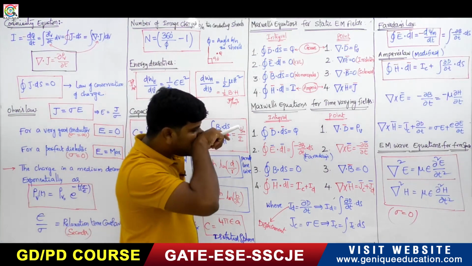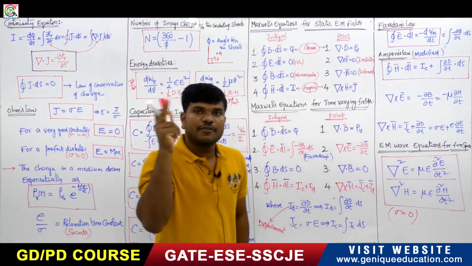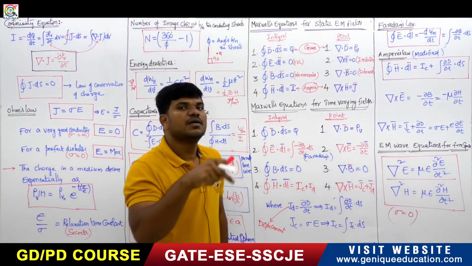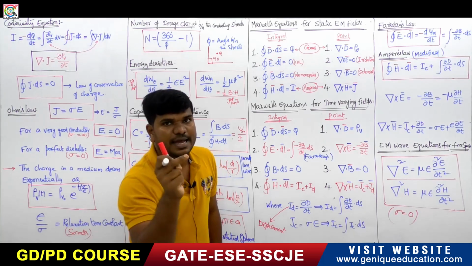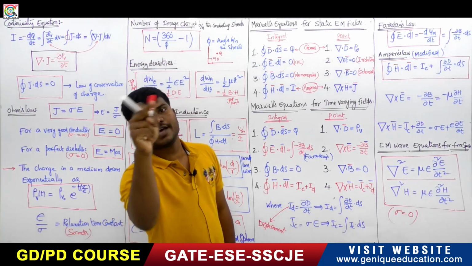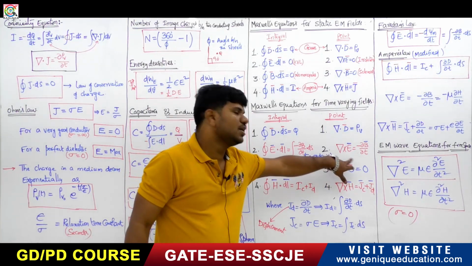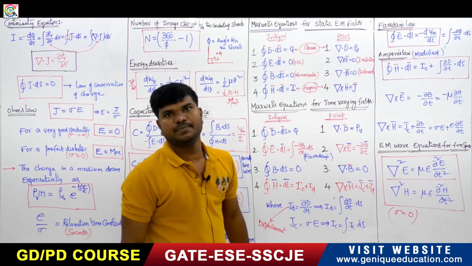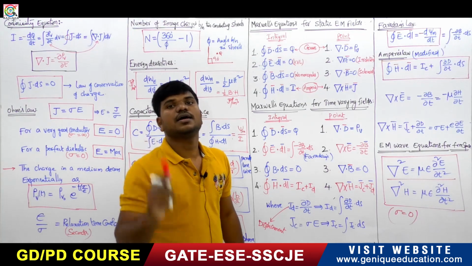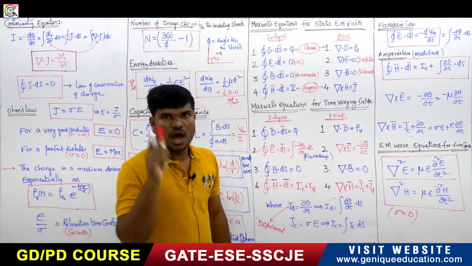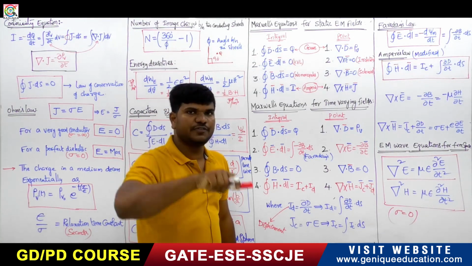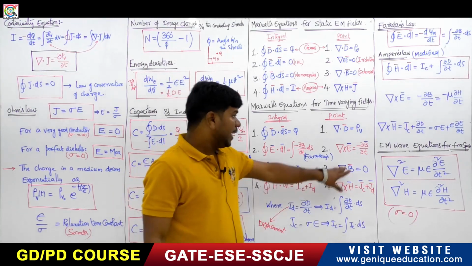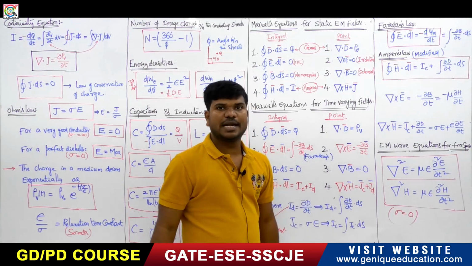So what is del cross E? Del cross E means the variation of the electric field in space. How is it varying? Del cross represents the orthogonal variation of the electric field in the direction of space. The orthogonal variation of the electric field in space is equivalent to minus dou B by dou t.